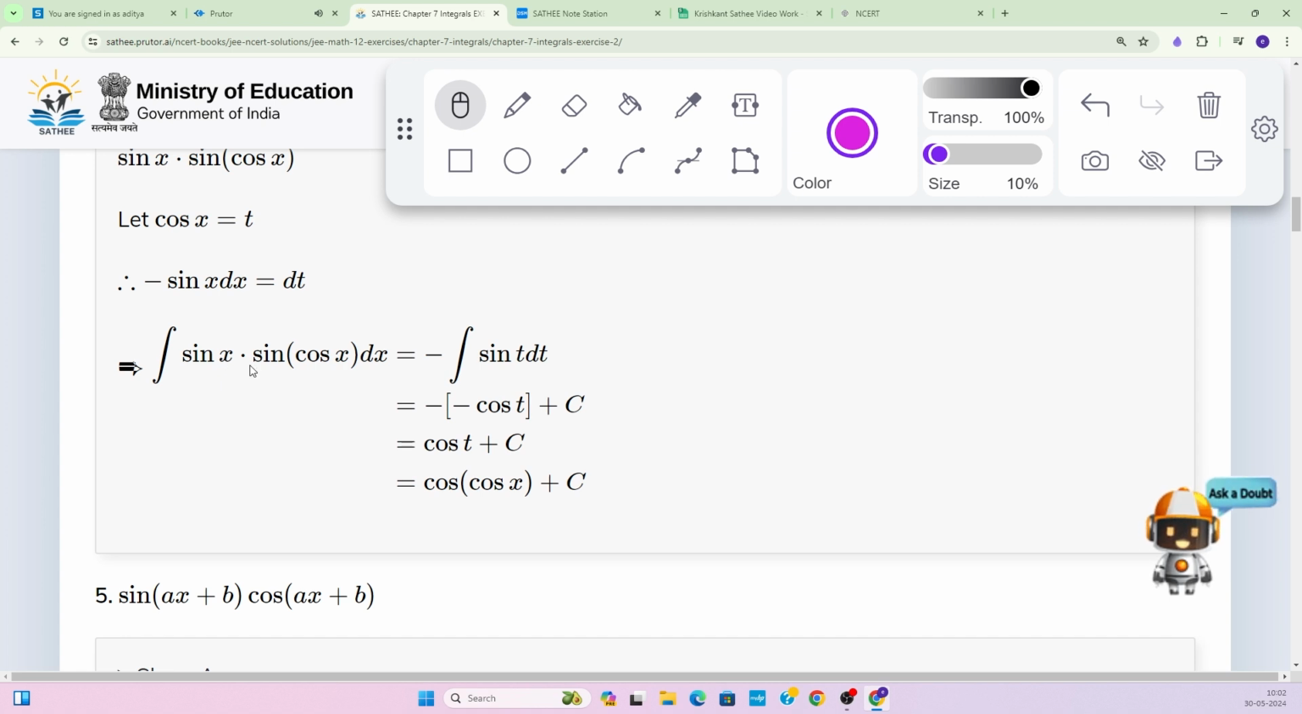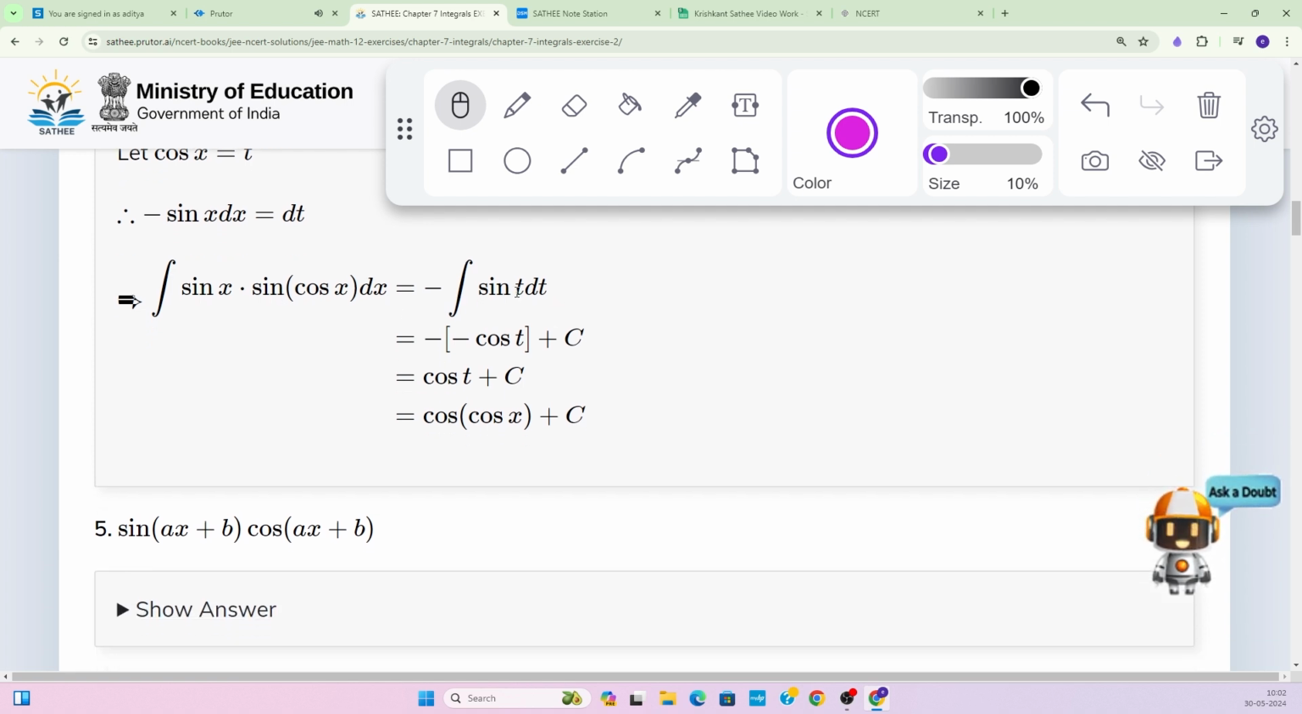This means sin x multiplied with sin of cos x, where cos x is inside the sin. So this will be minus of sin t dt. The integration of sin t is minus cos t, and minus minus becomes plus. So this will be cos t plus c. t is your cos x, so your final answer will be cos of cos x plus c. Simple. I hope it is clear to you.